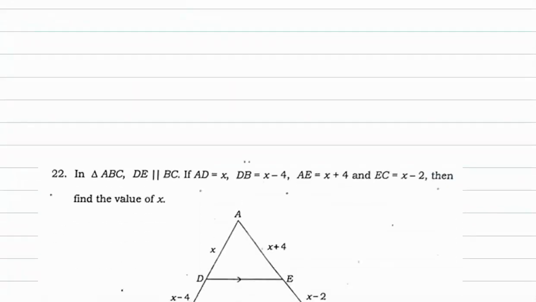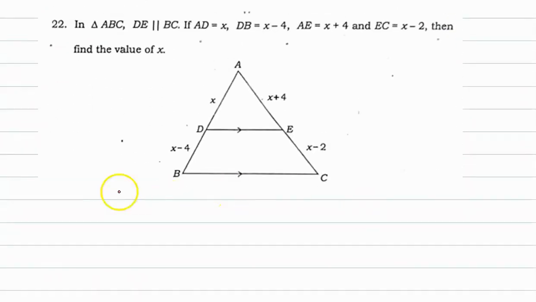Now I am going to take question number 22. Again it is from BPT. Very simple one. It is given parallel. Whenever the parallel is drawn in a triangle, the sides are divided in the same ratio.